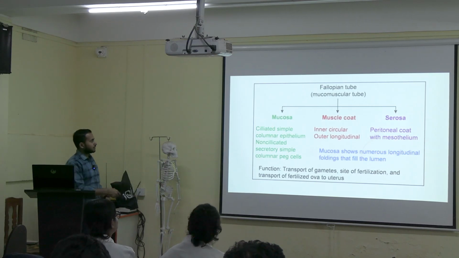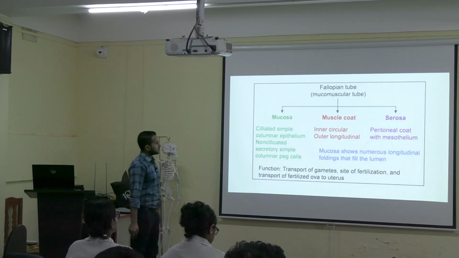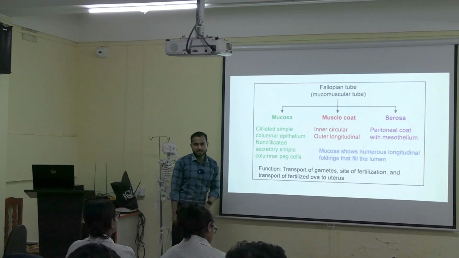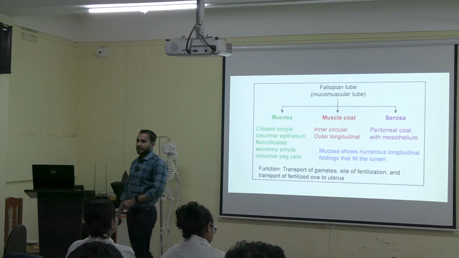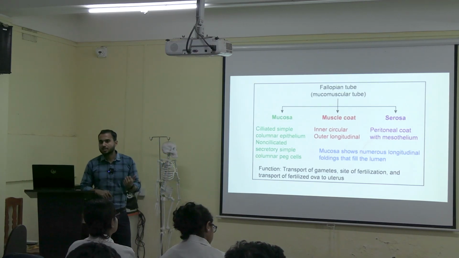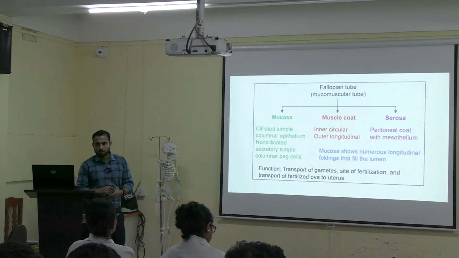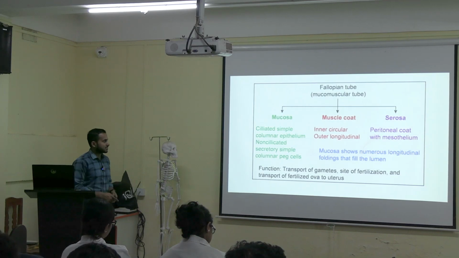Now the question is, why are this particular type of cells present? These non-ciliated secretory cells are also called PEG cells. Their secretions help to provide nourishment to the spermatozoa or the ovum which is passing through the tube. That's why these particular cells are present.